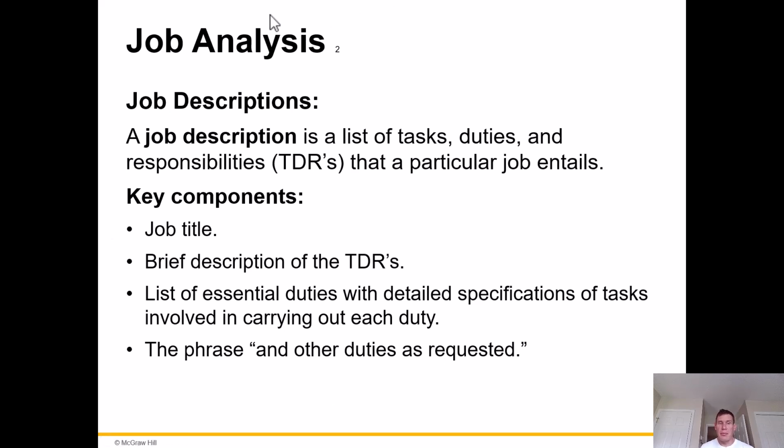With respect to key components of a job description, there would of course be the job title, a brief description. Obviously, it's not going to be super lengthy, just going to give you some overview, some summary of what your job will be. A list of essential duties with detailed specifications of tasks involved in carrying out each duty. And then the phrase "and other duties as requested." That's their way of saying, we may ask you to do other stuff that's outside this purview, so don't be surprised if we do that.